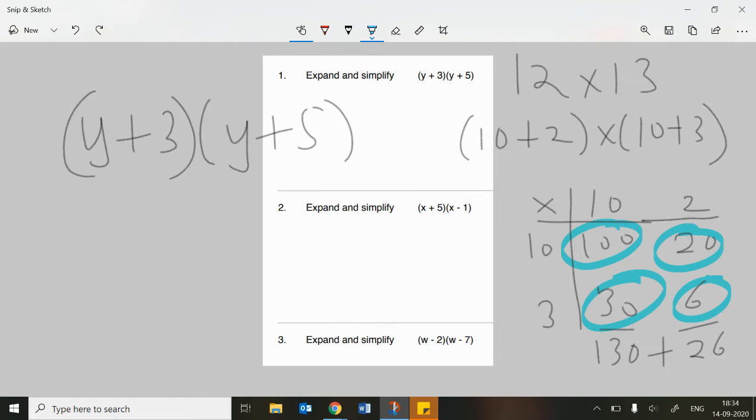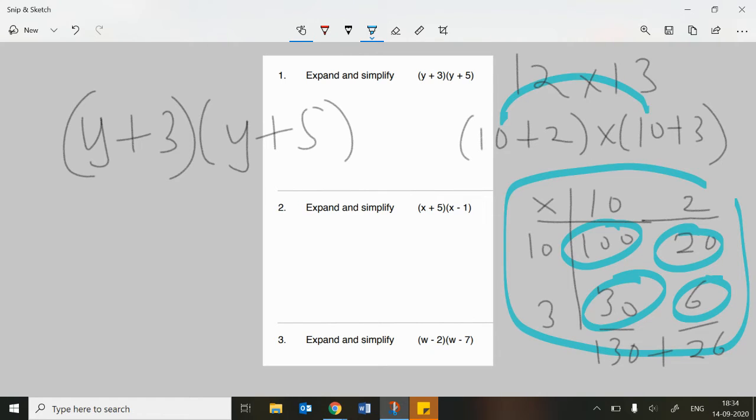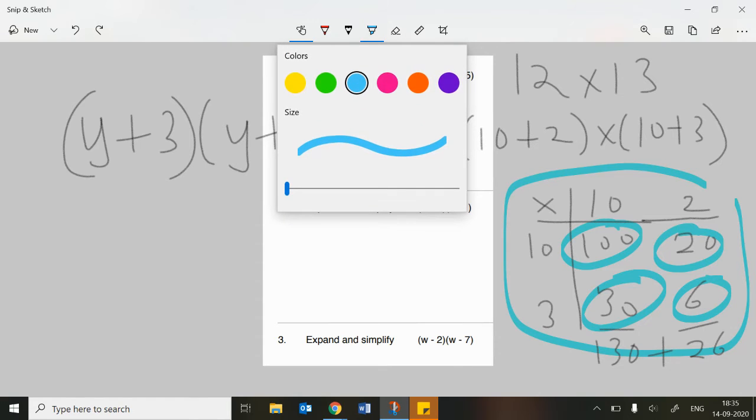So how do we get the 4 answers for this? Well, we did 10 times 10, 10 times 2, 20, 10 times 3, and 3 times 2. That's not a nice way of showing it, but there's all 4 combinations there which have turned up. Well, I'm going to try and make that a bit clearer with this thing here.